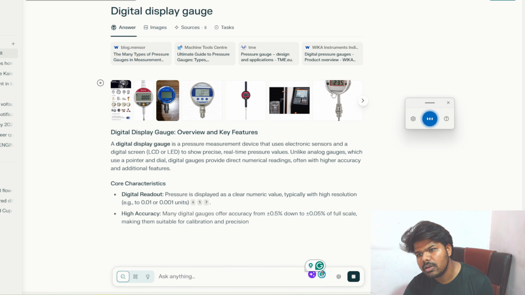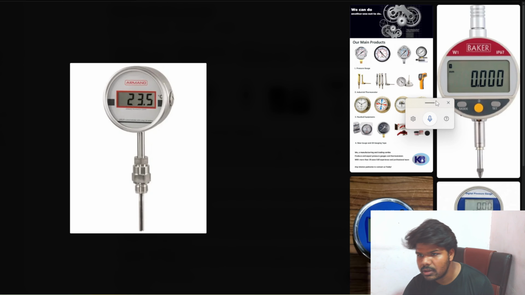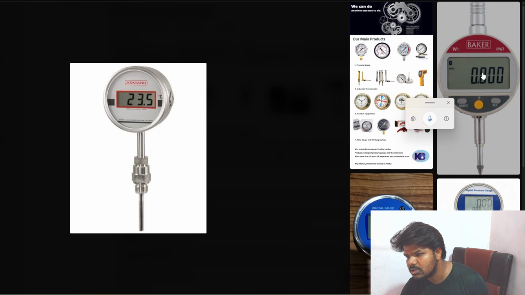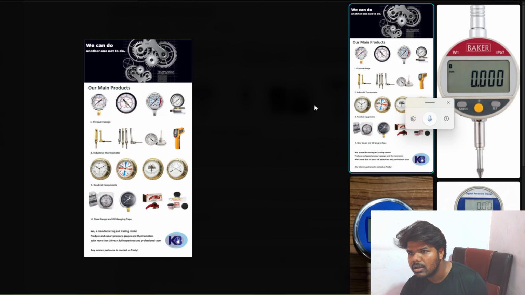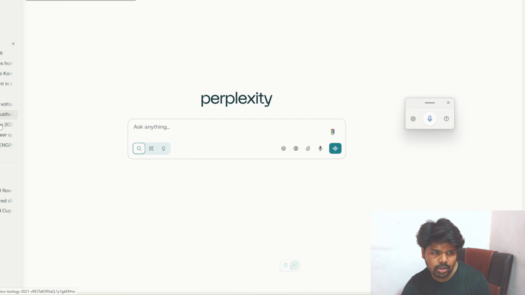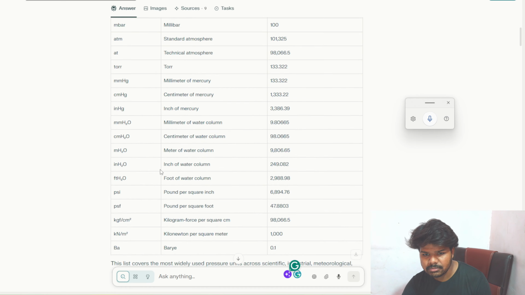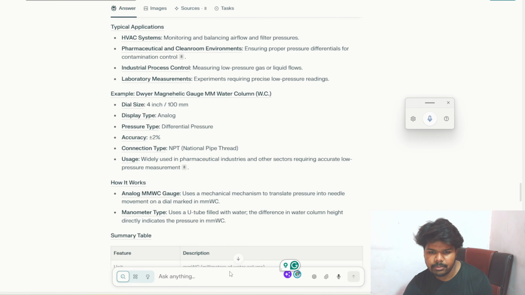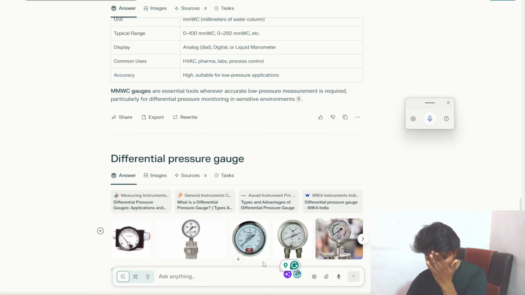Yeah, digital gauges like that. So generally, some gauges are shown in the figure, and these gauges show the values sometimes, and these are very important. So this video is about the gauges.